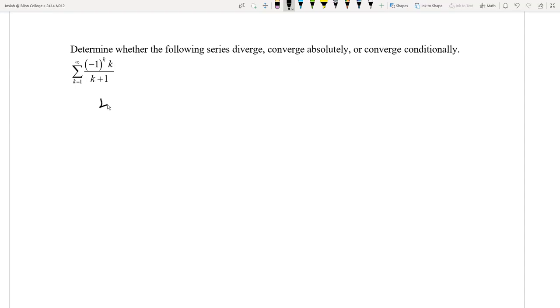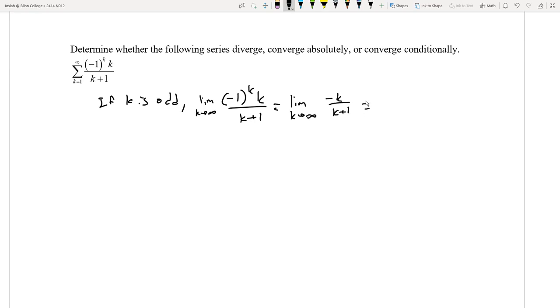So if k is odd, the limit as k tends to infinity of our series terms here, we get the odd, so we get negative on that, negative k over k plus 1. Take L'Hopital's rule, we get the limit as k tends to infinity, negative 1 over 1, and so we get negative 1.